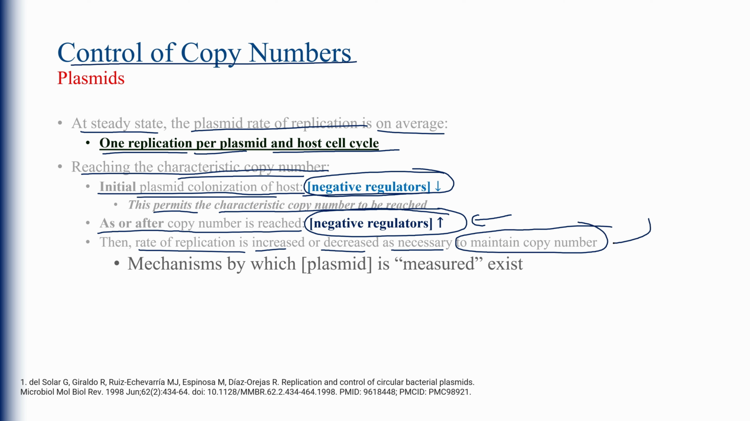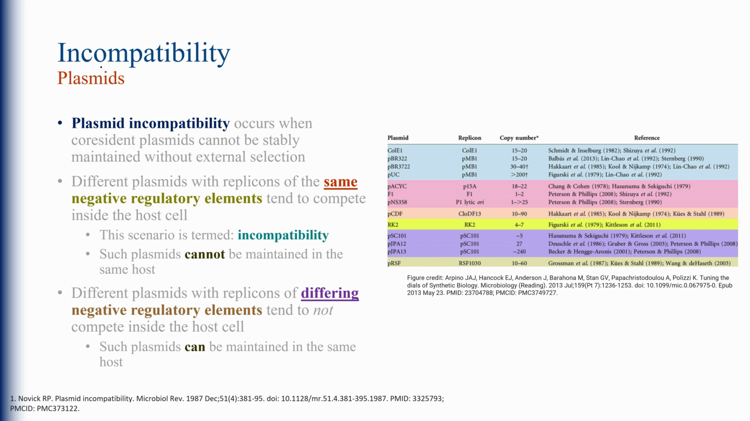And this is where the real puzzle occurs. This means that you have mechanisms by which the plasmid concentration is measured. So, because of this, you should recognize that there are concepts pertaining to the control of plasmid replication that continue to be elusive. Now, relating to the topic of plasmid replicons is incompatibility.